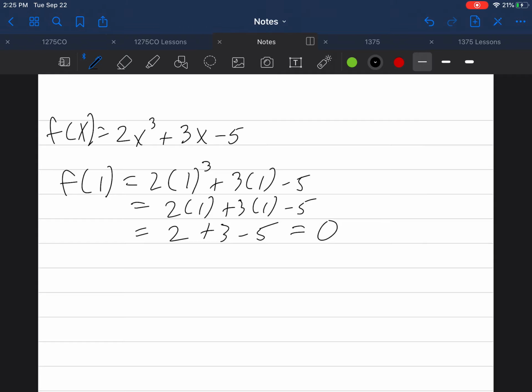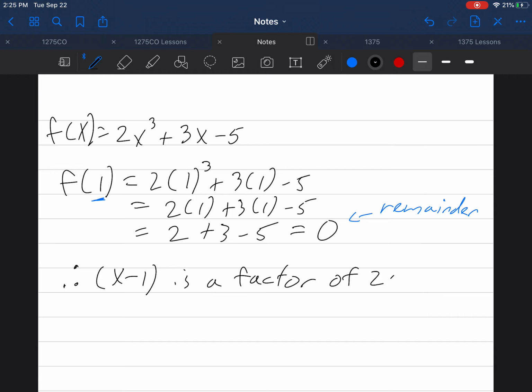So look what happened. We found a remainder of 0 when we were evaluating this f of 1. And what does that mean? Therefore, this means that x minus 1, again stemming from this number here, is a factor of 2x to the third plus 3x minus 5. And plugging in, evaluating f of 1, getting the remainder of 0 is exactly what tells us that.